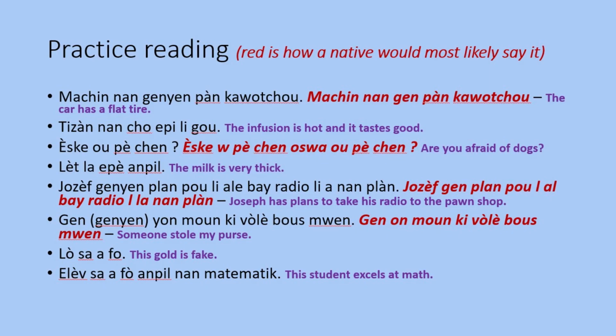"Poul al." Now, I know "poul" means chicken in Creole, but because of what I'm saying, a native would know I'm not talking about chicken. I'm talking about Joseph's plan to go somewhere. "Poulal by radiola." I'll do another video on the articles, like "la," "na," things like that. "Na plan." Okay? "Joseph gagne plan pour li aller by radio lia na plan."